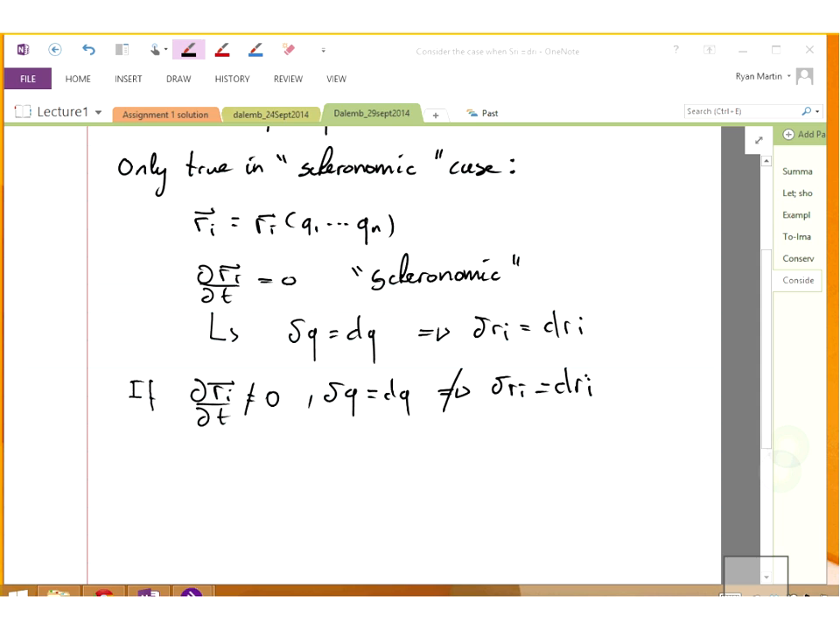So let's consider the scleronomic case, all right? And furthermore, let's consider how setting the virtual displacement δq equal to the true displacement dq affects the potential. And that's the same exact point if we have the potential V.